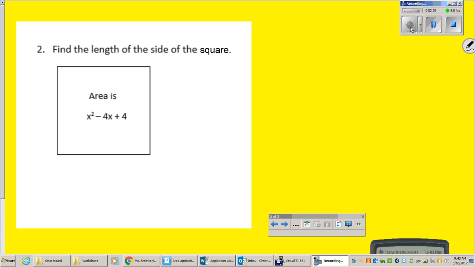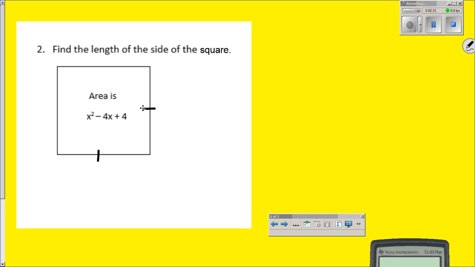In example 2, we are asked to find the length of the side of the square. So we know a square is going to have equal sides. What that means is whatever this side equals, this side should also equal. We're given the area, and notice the area is in the form of a quadratic trinomial. I'm going to recopy that. We have x squared minus 4x plus 4.